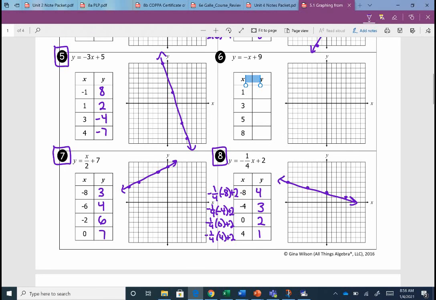All right, I have number 8 up whenever you are ready to check.